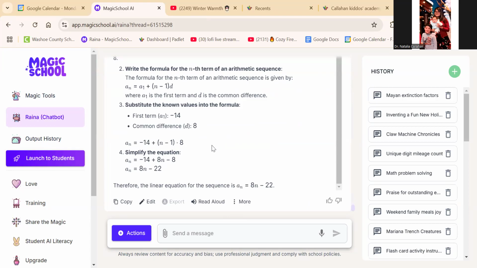Yeah, this equation right here, it's not that easy, unfortunately. So first term is -14, right? The common difference is 8, correct? So the equation for this is going to be, did you ever go over this with you guys right here?